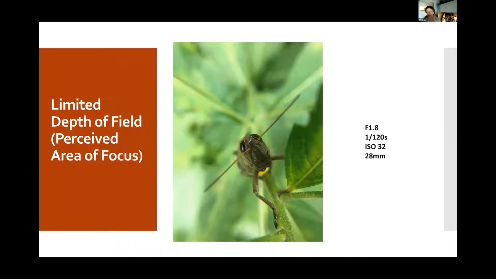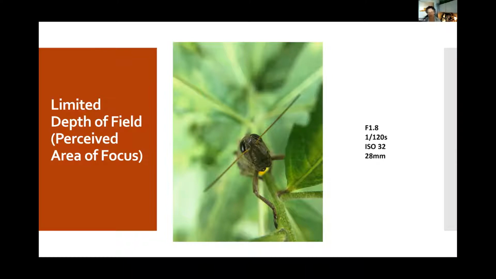And that's because this iPhone that I had, it's an older one, was actually at f1.8, which is a pretty shallow depth of field. It was 1/120th of a second. The ISO was 32 and the millimeters was 28. So it makes a nice photo, but you have to understand the limitations.